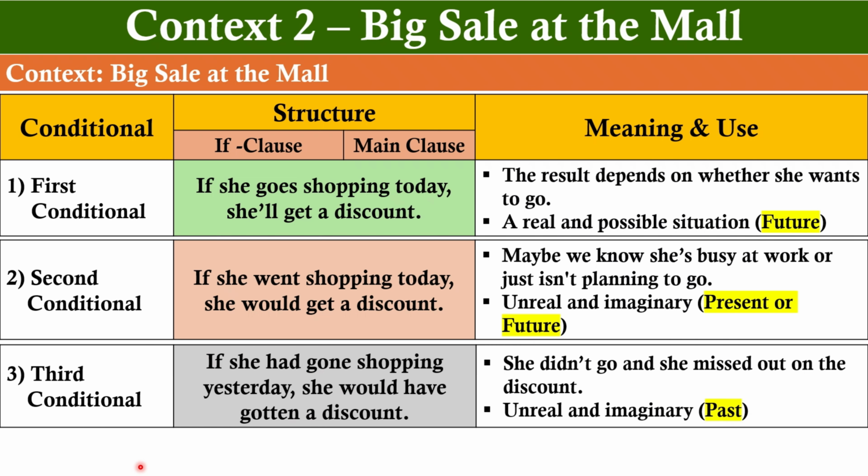Finally, let's see the third conditional. If she had gone shopping yesterday, she would have gotten a discount. Here, the context has to shift to the past because the sale is already over. She didn't go, and she missed out on the discount. We are now looking back at the past and imagining a different action and a different result. This shows an unreal past situation, something that cannot be changed now. So again, notice how the meaning changes depending on the tense.